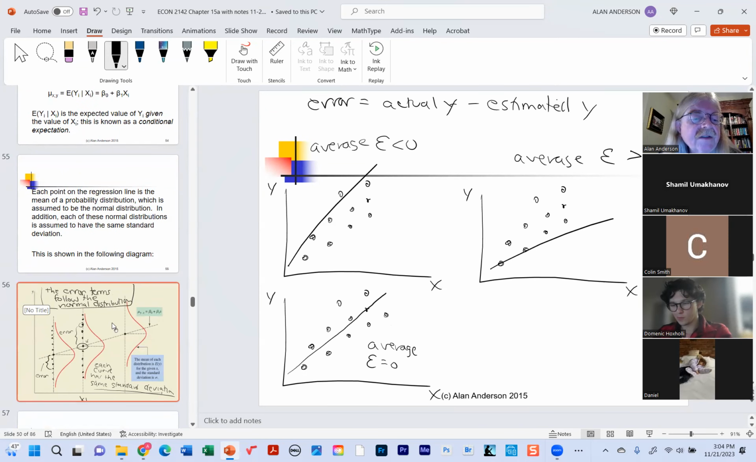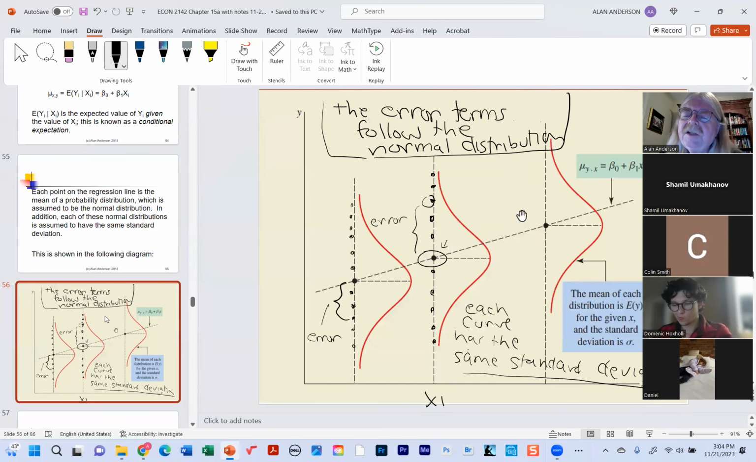Now, you'll be really surprised to see this. The regression line itself, with the regression line, each point on that line is actually the center of a normal distribution.